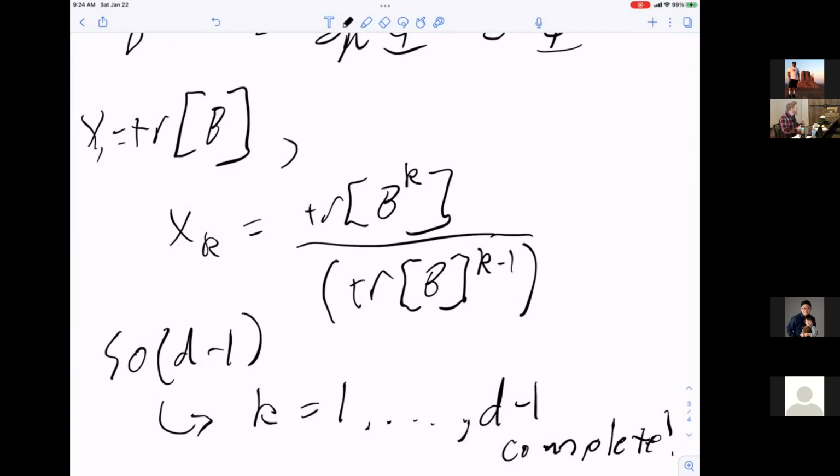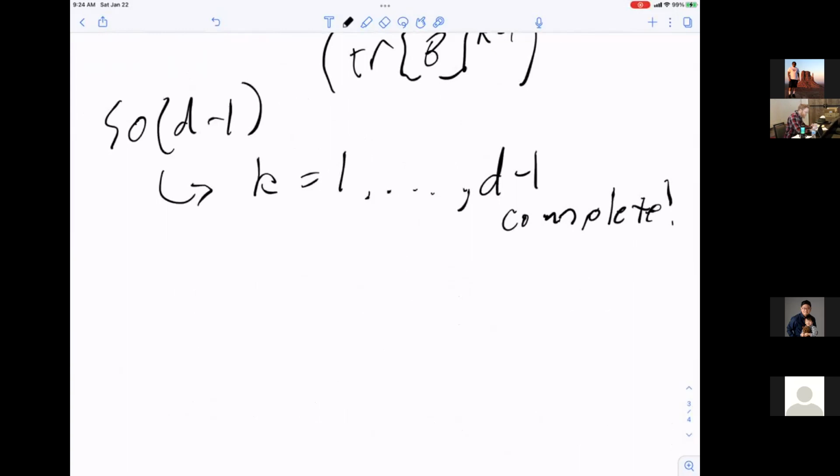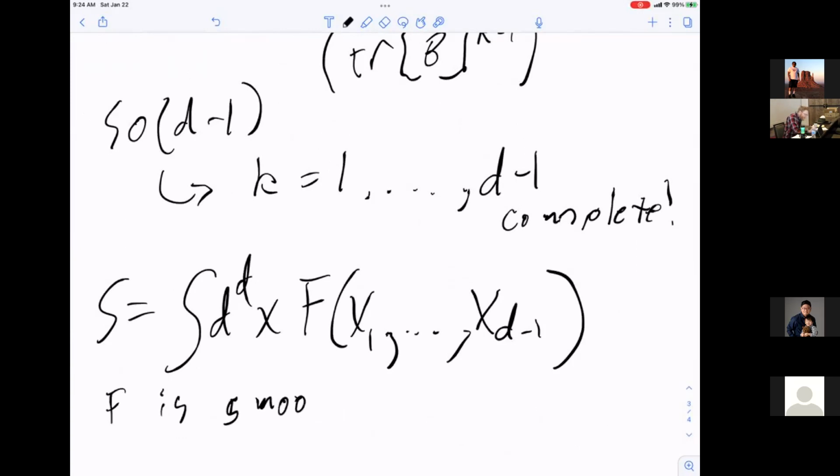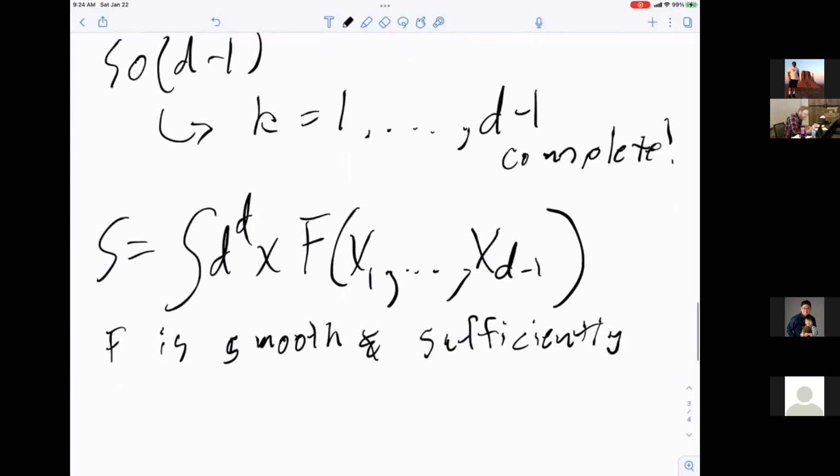Now I've gone through my degrees of freedom, I've gone through my symmetries, and now I can write down an action for any jelly, where F is smooth and sufficiently bounded on my jelly configurations. And there might also be some positivity requirement for F, but we're not going to worry about that.